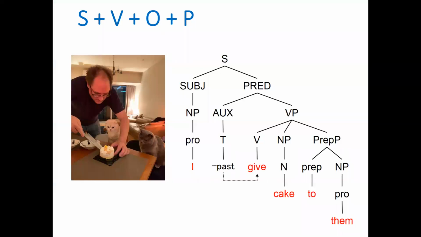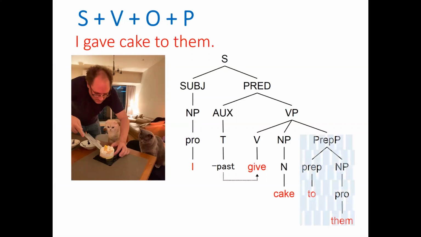And you may remember this sentence: I gave cake to them, with the prepositional phrase to them. I also mentioned that the verb give here is a ditransitive verb, or a verb that takes two objects. And therefore, the prepositional phrase is an obligatory element of the verb phrase. And as such, it actually constitutes a distinct sentence pattern, SVOP.